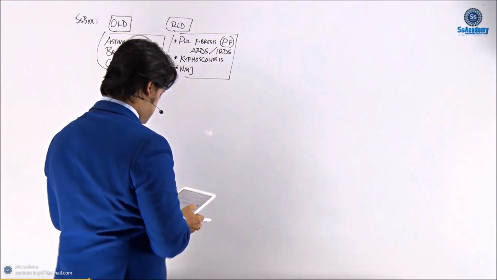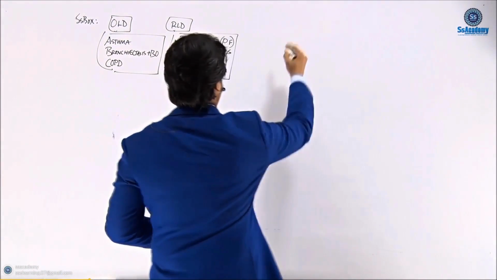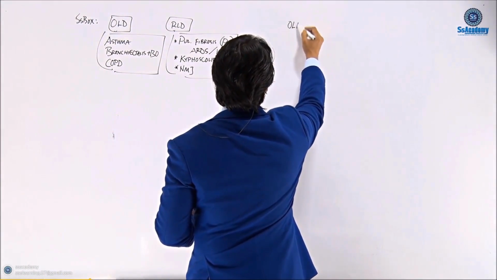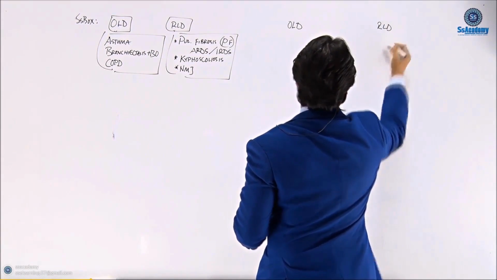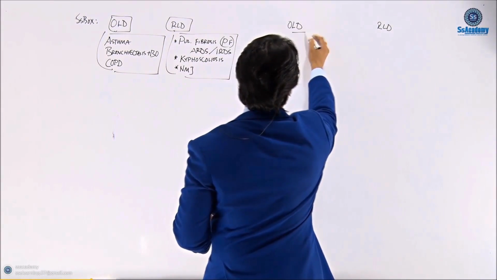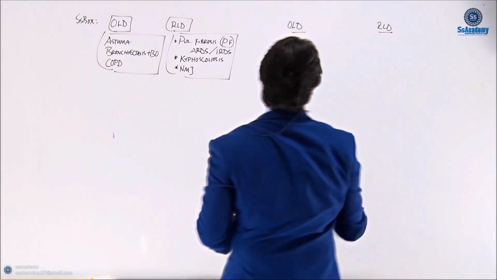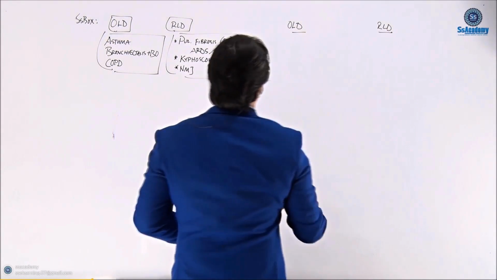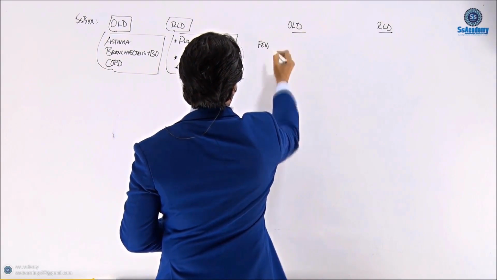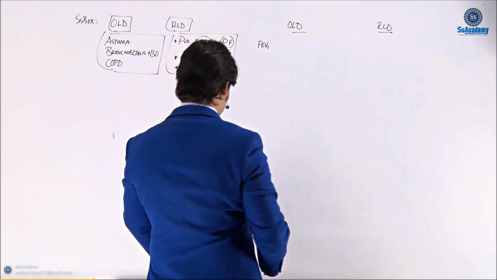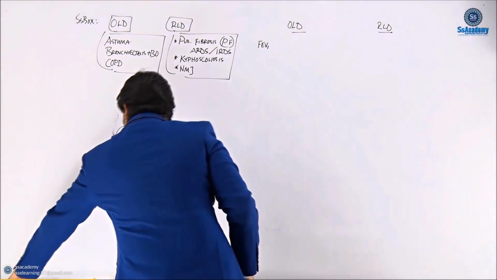Next, we'll discuss the findings of OLD as well as the findings of RLD. So let's do it, OLD and RLD. Let me start with the first group of features, the FEV1. Yes, FEV1, I'm writing.